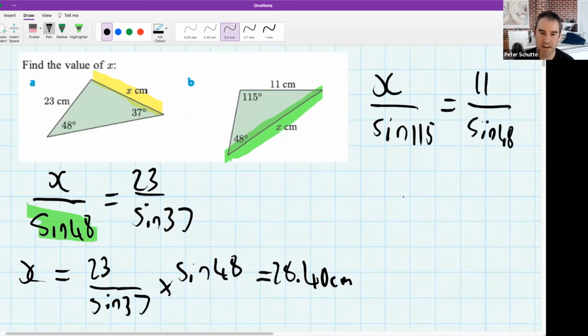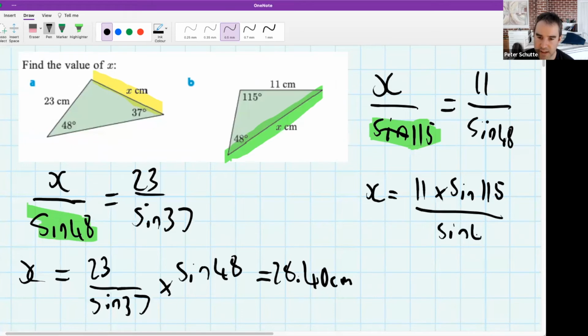You are on fire. Yes. And then the final step: we times both sides, because we want to get x alone, so we times both sides by sine 115. So this is the one that's in the way. And so we times both sides by that, and we get 11 times the sine of 115 over the sine of 48. And what was your final answer? The final answer is 13.42.